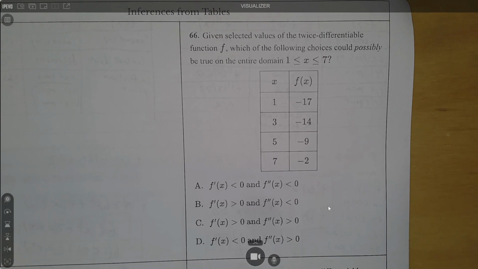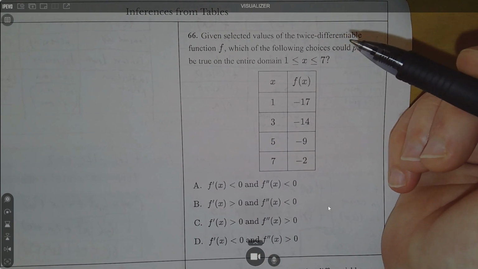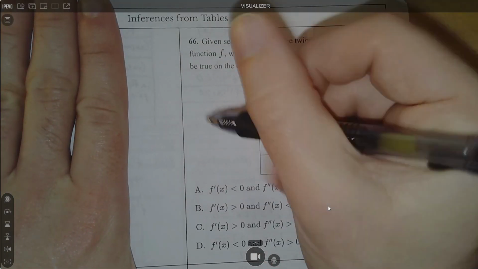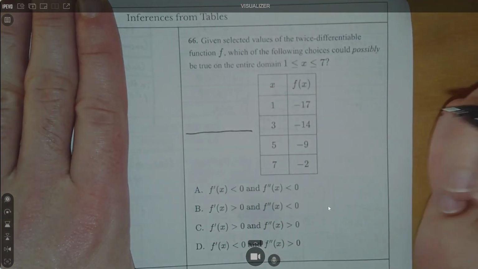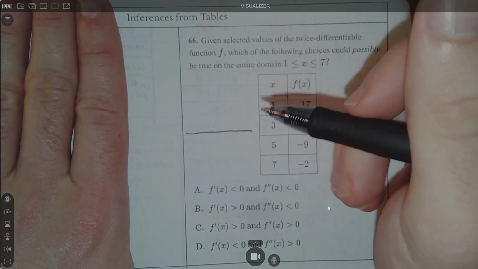Given selected values of the twice differentiable function f, which of the following choices could possibly be true on the entire domain from 1 to 7? Something that might be helpful to you in general when you get a table is to visualize it. And to visualize it, you need to draw it. You don't have to do this, but it might be helpful.